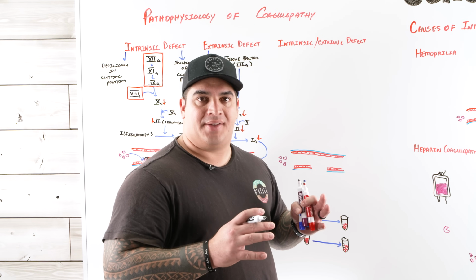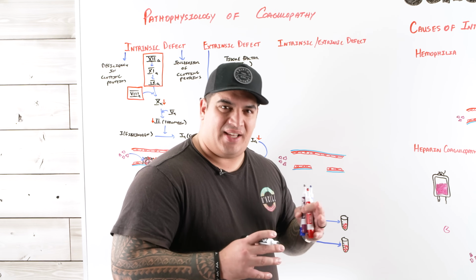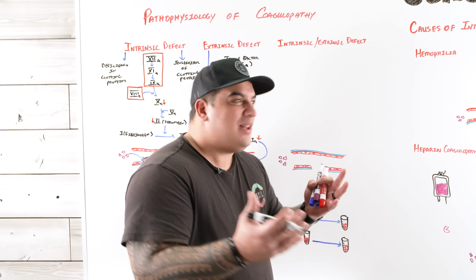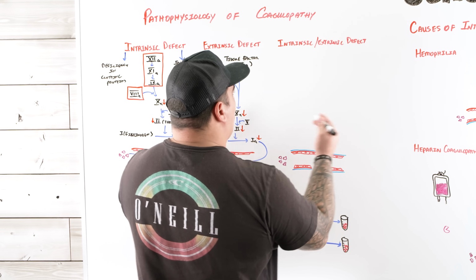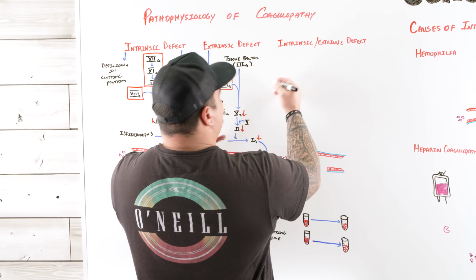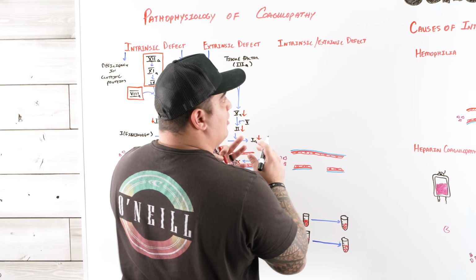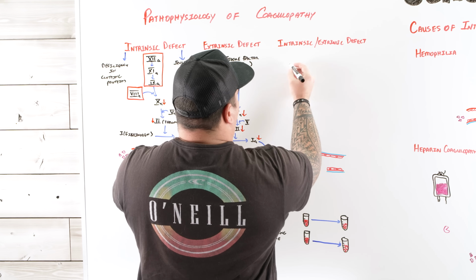All right, so now we're going to talk about the last one, which is a combination of both of these pathways. So there's some type of deficiency that's existing between both of these pathways. And let's quickly remind ourselves, again, what are these pathways? Let's start with the intrinsic and the extrinsic and see how they come together in the common pathway, and then talk about which ones are most commonly affected. So again, we'll start with the intrinsic first.